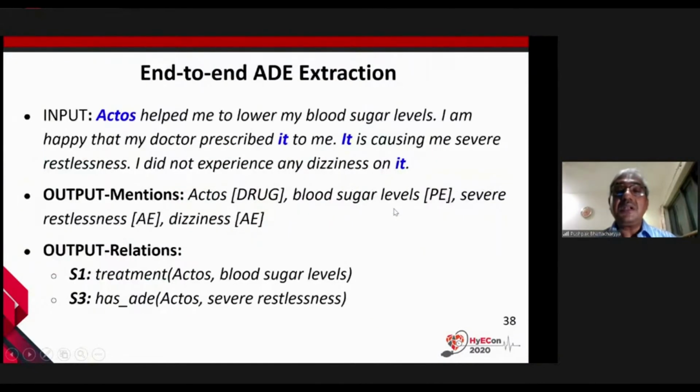Now, an end-to-end adverse drug extraction system has been built by us, which takes an input like: Actos helped me to lower my blood sugar levels. I am happy that my doctor prescribed it to me. Notice that this "it" refers to Actos and not blood sugar level, for example. So there is a problem of pronoun to noun binding, which is an NLP problem. It is causing me restlessness. I did not experience any dizziness on it. So output mentions are Actos, blood sugar levels, severe restlessness, and dizziness. And the output relations are the treatment relation between Actos and blood sugar level, and the ADE, adverse drug reaction, is severe restlessness.